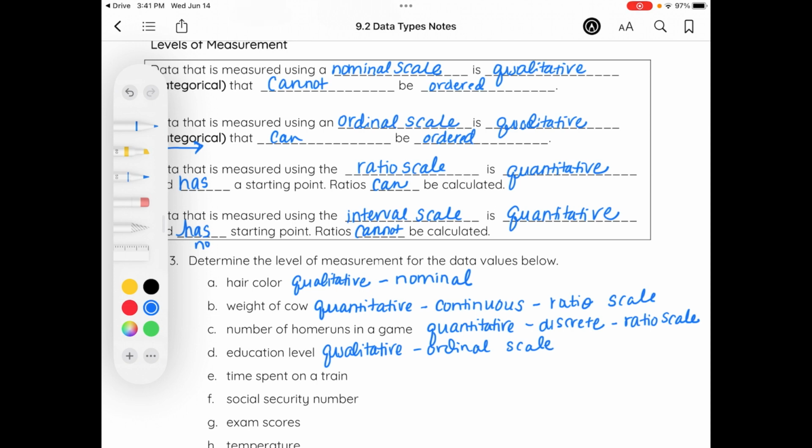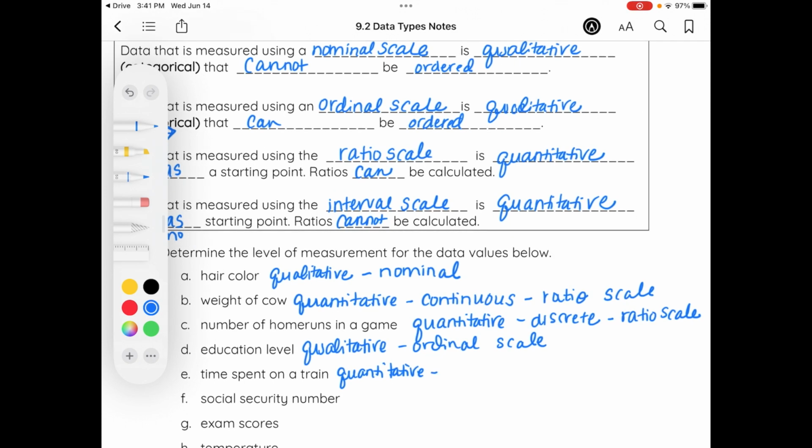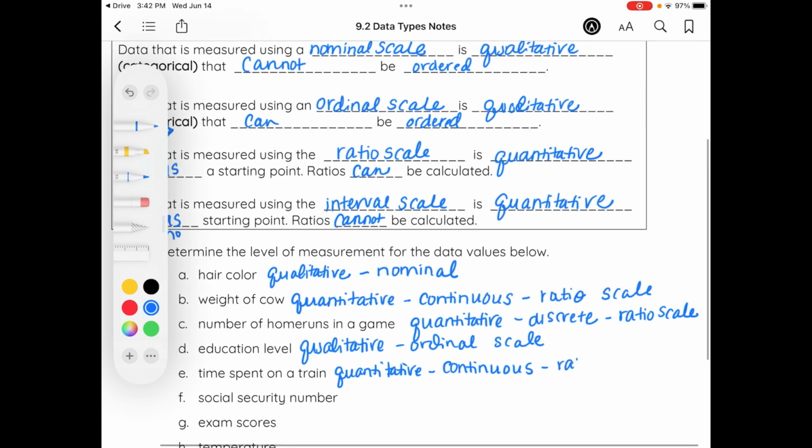The time spent on a train, we said, was quantitative. And it was measurable, so continuous. And because we are able to compare using ratios, and the time spent has an exact starting spot at 0 minutes up into infinity, so we have ratio.